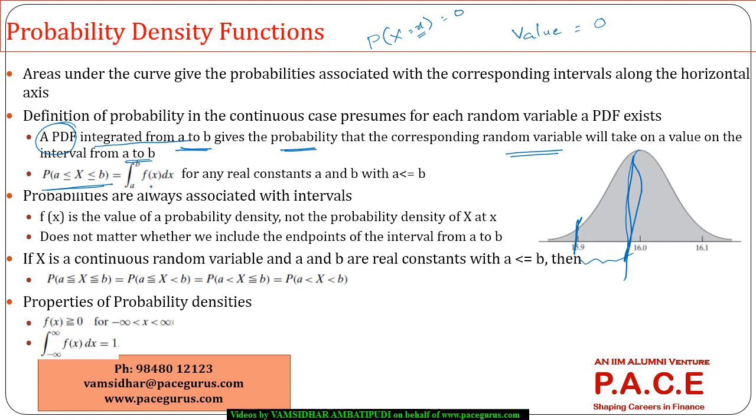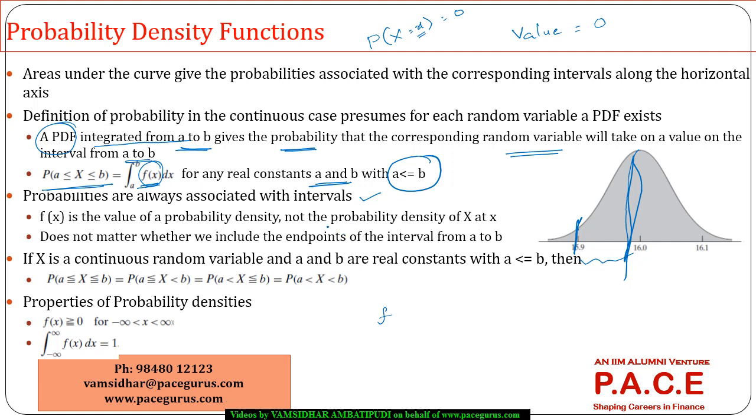B. So I'm taking the probability density function f of x, which is what we called the probability distribution function in the case of discrete. I'm using the word probability density function here, f of x, small f of x, which is for individual points. So I'm taking this particular function, integrating it between a and b for any real constants a and b, with a less than or equal to b. So always remember, in the continuous case, probabilities are always associated with intervals.